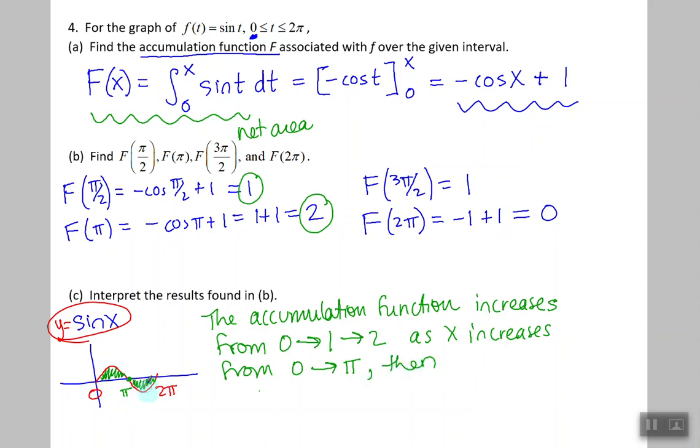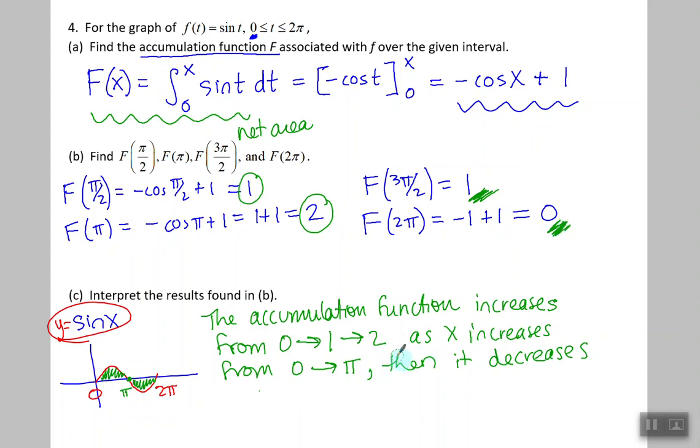Then, because now we start to subtract this area that's below the x-axis, it decreases. So it was going up to 2, and now it's coming back down to 1, and then all the way down to 0. Why does it end up at 0? Because there's the exact amount of area above and below the x-axis. So those two areas cancel each other out, and we end up with a net area of 0.